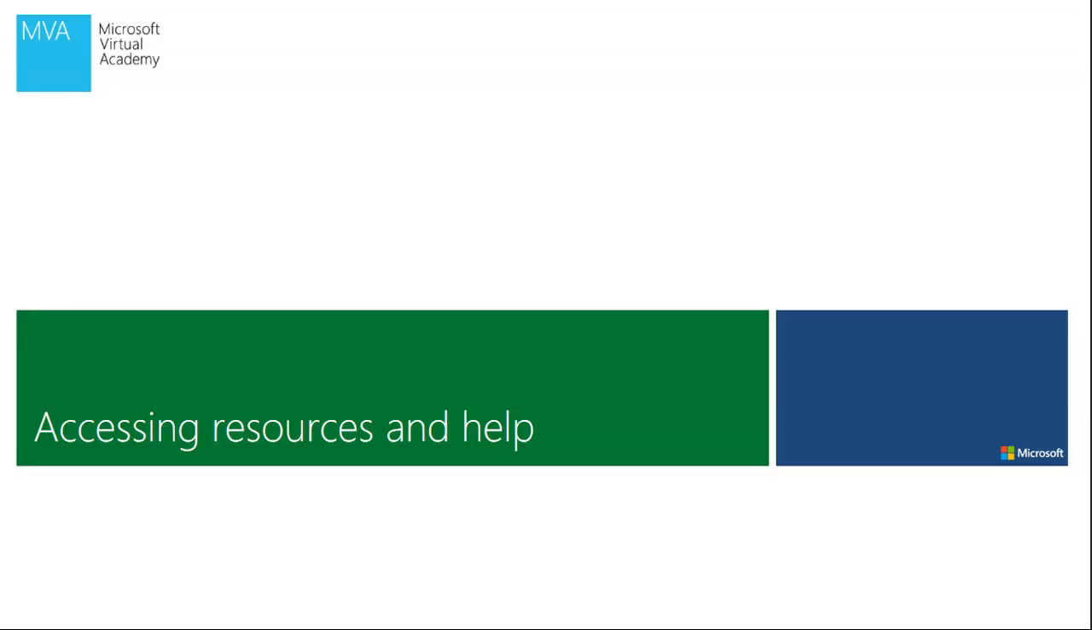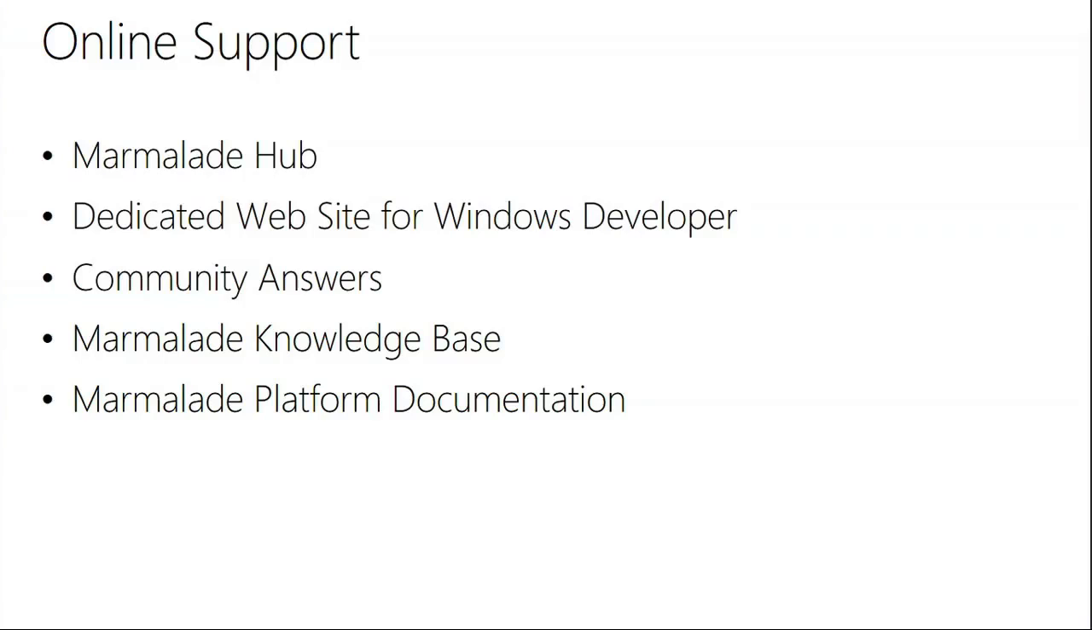So we go back to the presentation. What we're going to do now is talk about accessing resources and help. There are various different ways of doing that. Key things, from a Marmalade perspective: there's a Marmalade Hub, there's a dedicated website for Windows developers at marmalade.com/Windows, there's a community answers and Marmalade knowledge base, and there's lots of Marmalade documentation.